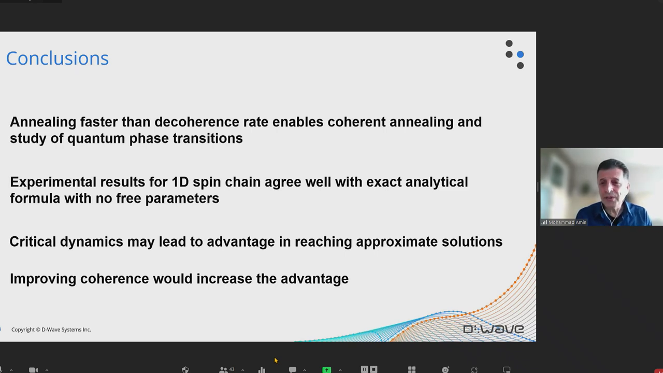if you increase coherence, you can increase the advantage, because you can actually get larger correlation lengths, quantum correlations that come from quantum dynamics. And for the last two conclusions, I will again invite you to listen to Andrew King's talk tomorrow.